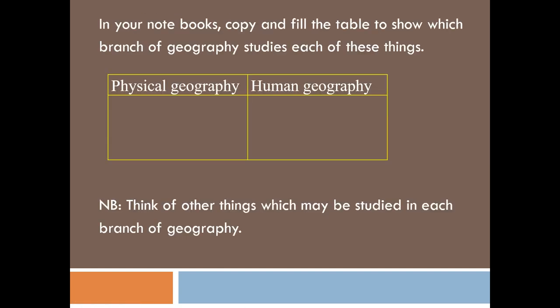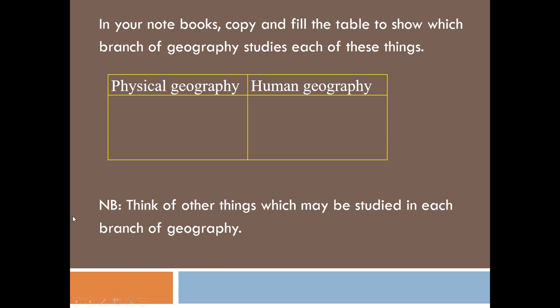Then I want you to think of other things which may be studied in each branch of geography. Do we only study about fishing, like in photograph number 5? Do we study about only mountains in physical geography, forests in physical geography? Do we study about only waterfalls, like in photograph 8? Can we only study about the activity in photograph number 7?